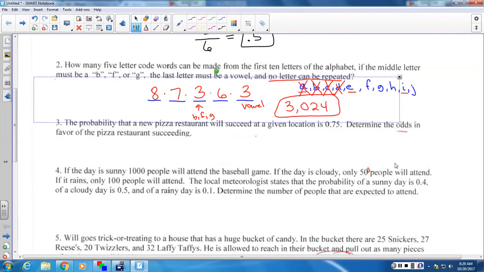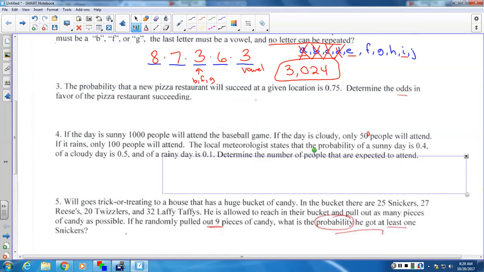Problem number 3. The probability that a new pizza restaurant will succeed at a given location is 0.75. So if that's the probability it succeeds, what's the probability against it succeeding? 0.25, because it adds up to 1. So the probability in favor that it will succeed is 0.75. The probability against is 0.25.